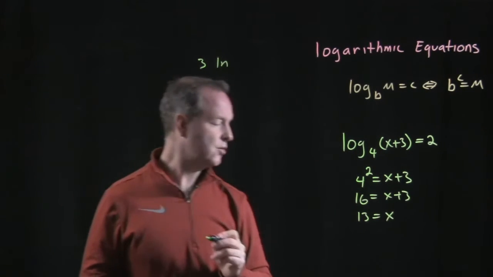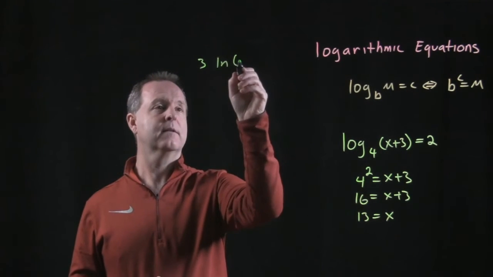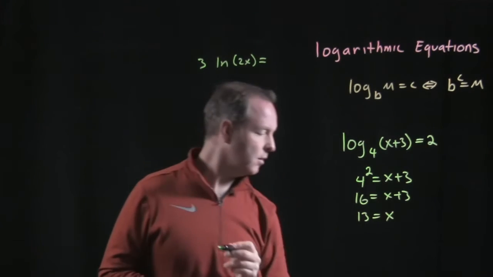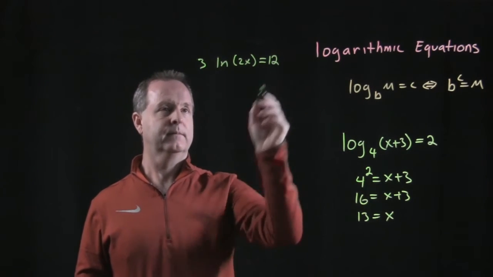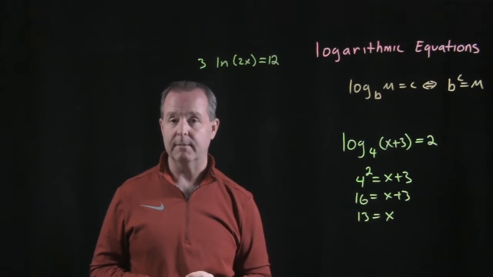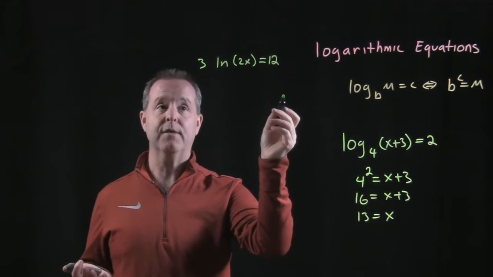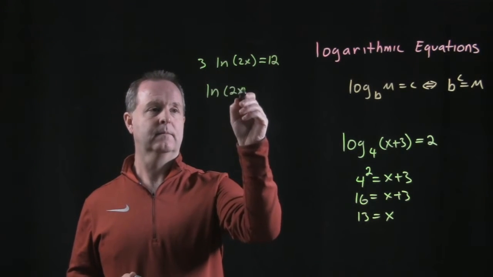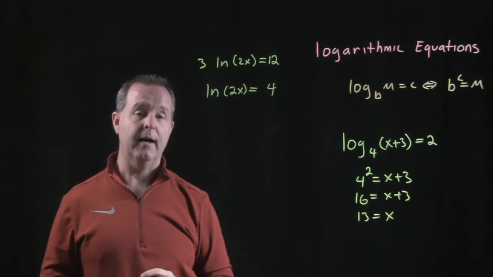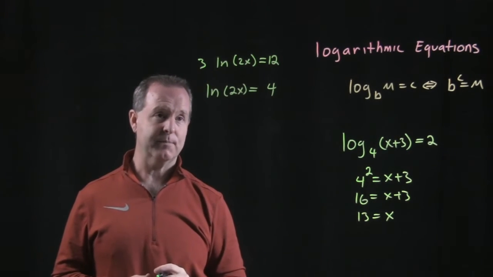3 natural log of 2x equals 12. We want to try to isolate the variable term, so let's divide both sides by 3. From there, we can rewrite it as an exponent.